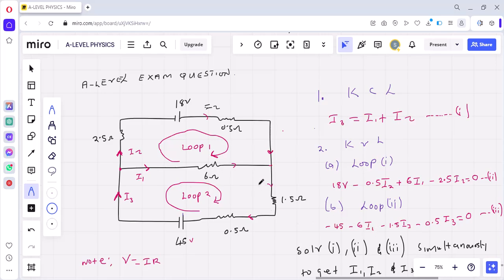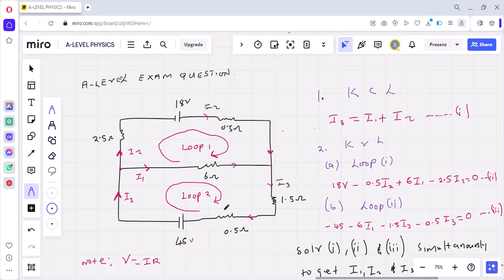And then I continue with the movement. I'm at this point here. I'm also moving in the direction of current 3. You can see that this is current 3 here. So this will also give me a negative potential difference given by the resistor multiplied by the current. So that is 1.5 times I3. I continue with the movement.